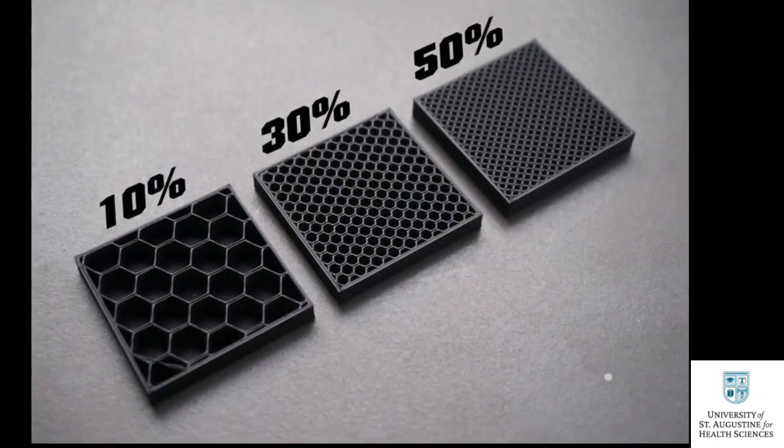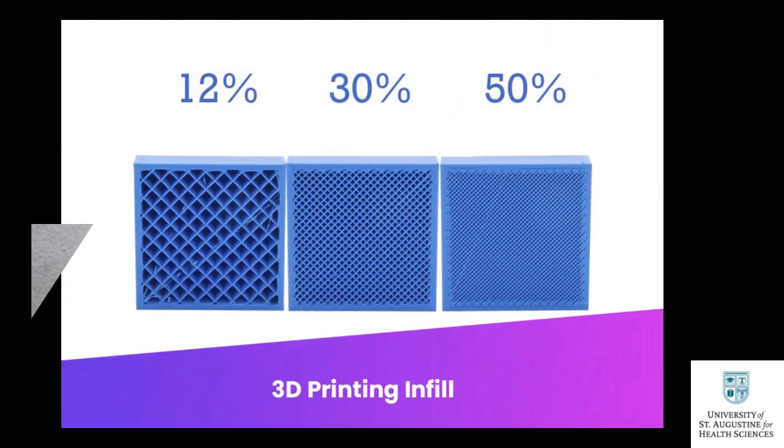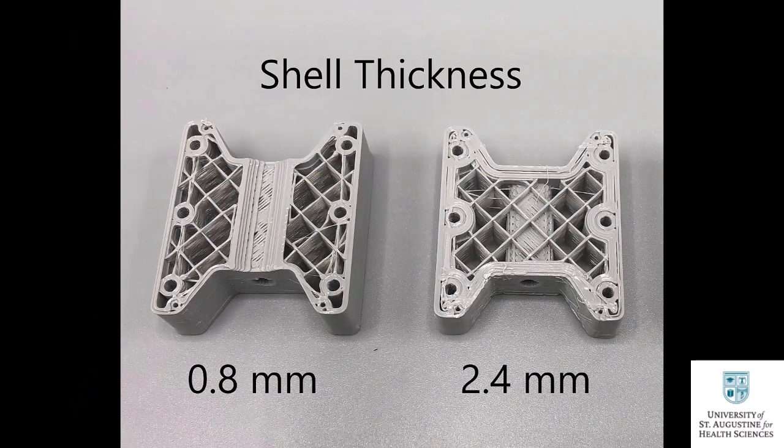The last property of FDM 3D printers is infill and shell thickness. Most FDM 3D printers have a default setting of 20% infill density and 1 micrometer shell thickness. The higher the infill density and shell thickness, the stronger the 3D printed object.